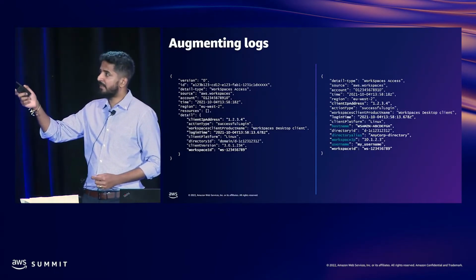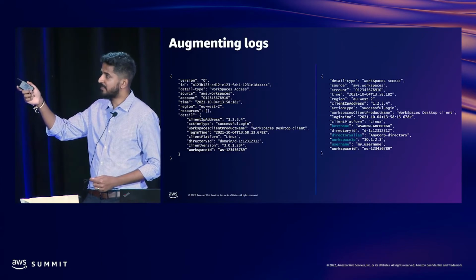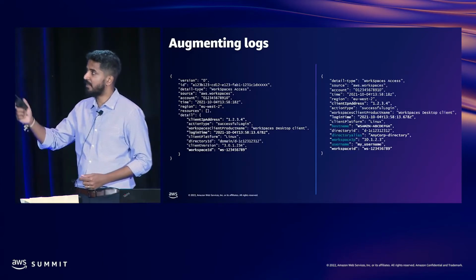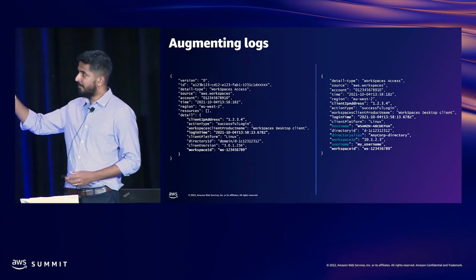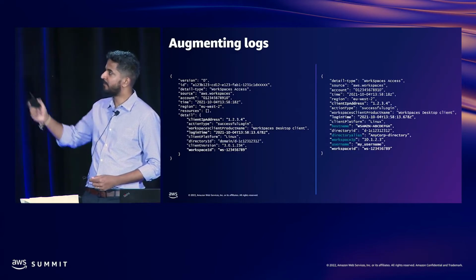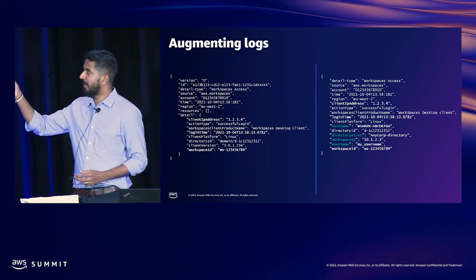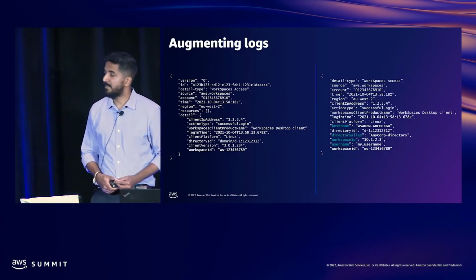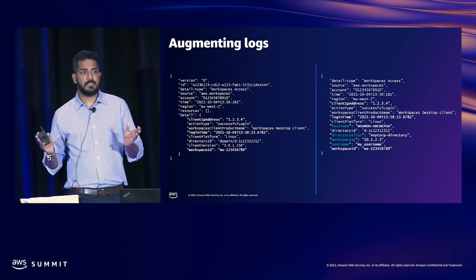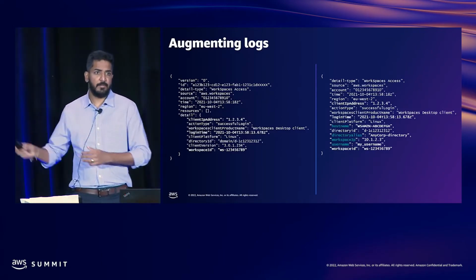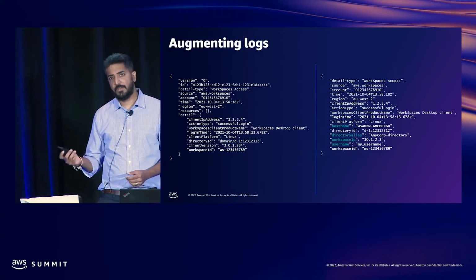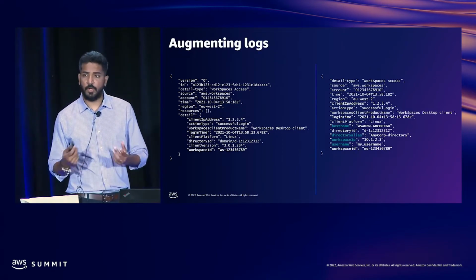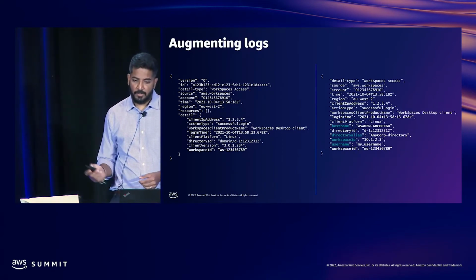But if you look at it, the detail type is WorkSpaces Access, the resource is AWS WorkSpaces. And then the action type I'm looking for is a successful login. And then we have the WorkSpaces desktop client. So this is the snippet to be able to track the log that you need to understand who logged in or how they logged in.